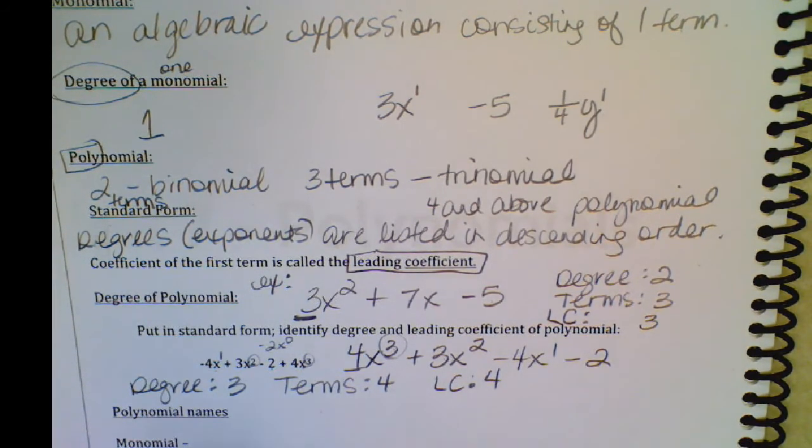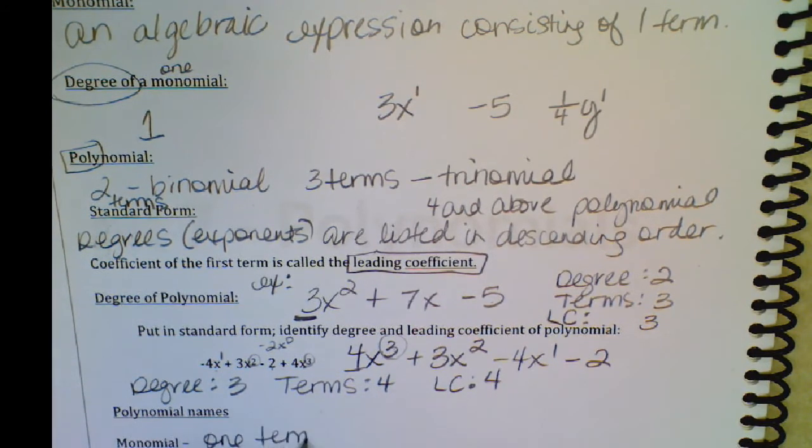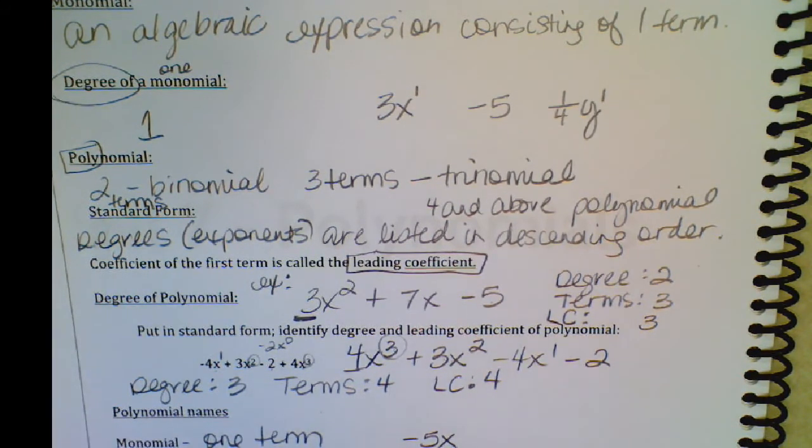So, like we said before, a monomial means one term. An example of that would be negative 5x. Binomial means two terms, and you've seen these quite a bit, if you had something like 3x plus 7. And a trinomial is very similar to what we saw in quadratics. It would be something like x squared plus 5x plus 6.